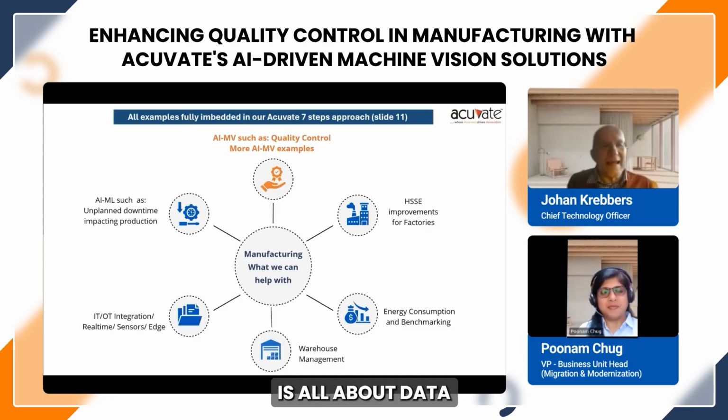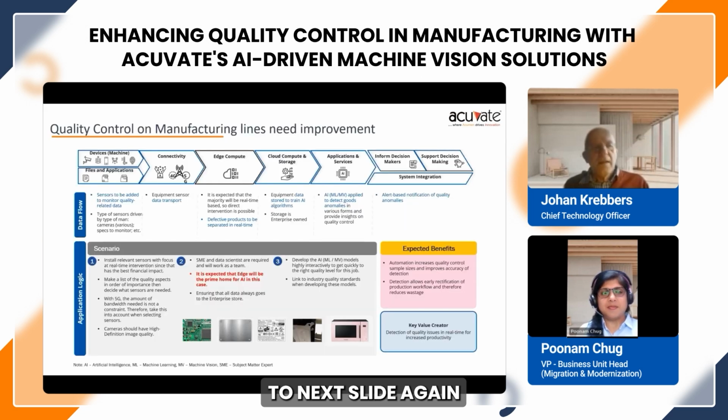Machine learning, it's all about data. Now we're going to talk about machine vision, and it's all about images, camera images, other images, and what you can do with that. And in the case of machine vision, we really focus here, in the case of manufacturing, on quality control. So if you go to the next slide again, the same 7 steps framework again.